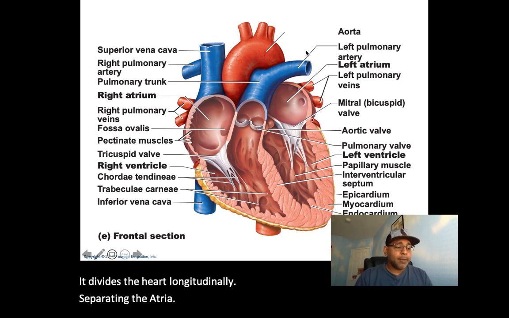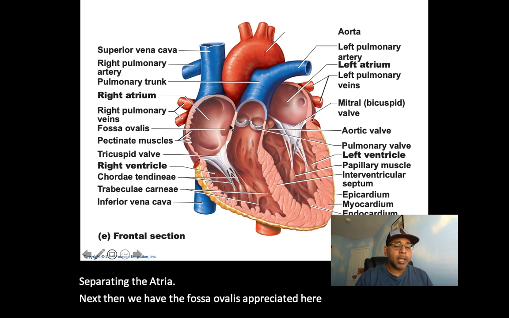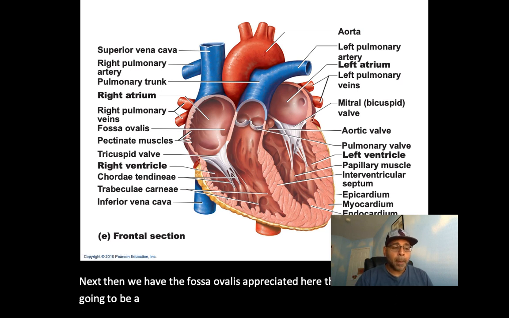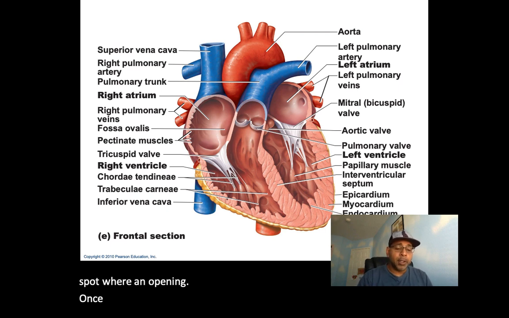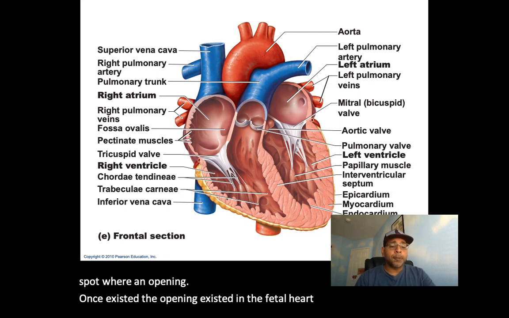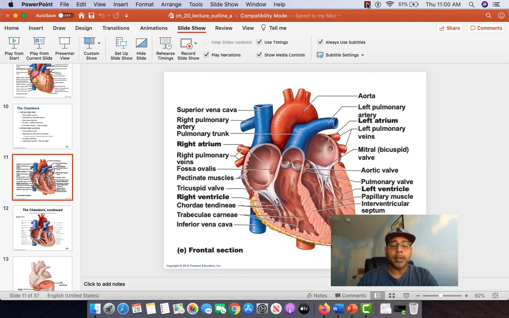Next, then we have the fossa ovalis appreciated here. The fossa ovalis is going to be a shallow depression, and it marks the spot where an opening once existed. The opening existed in the fetal heart. The opening was called the foramen ovale.